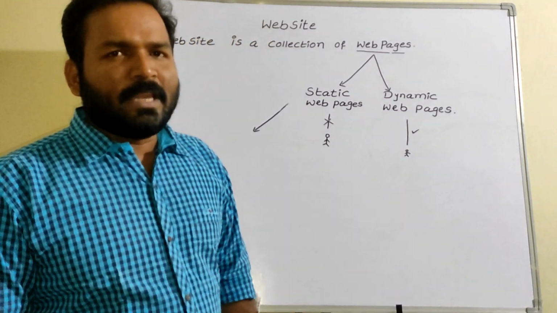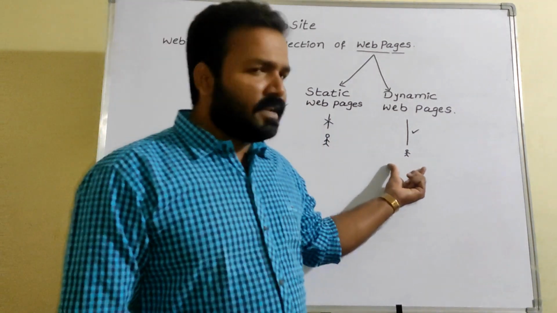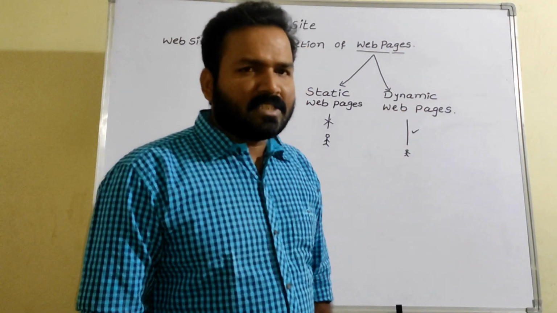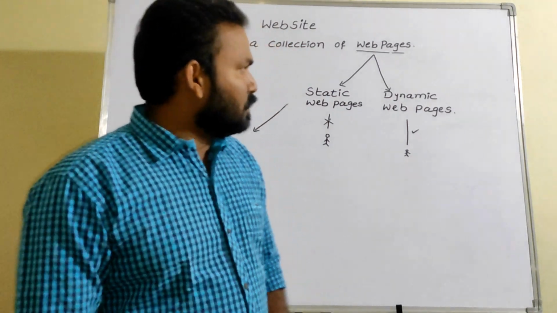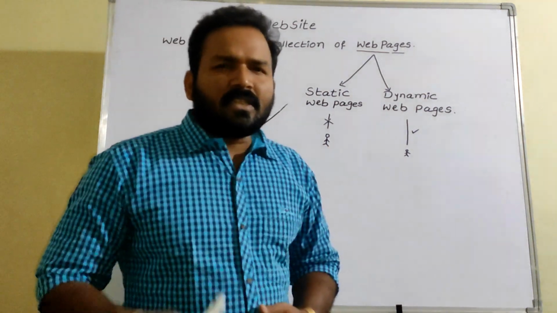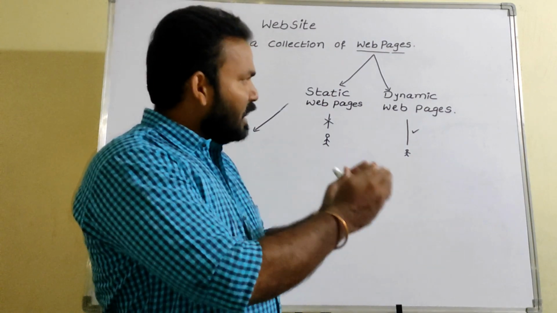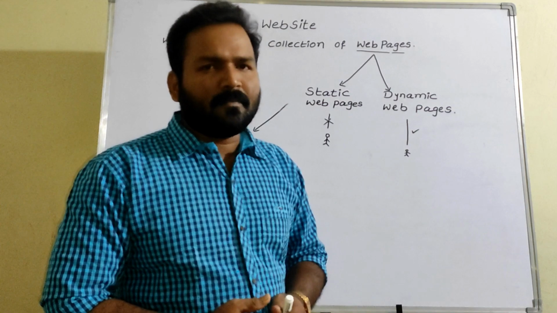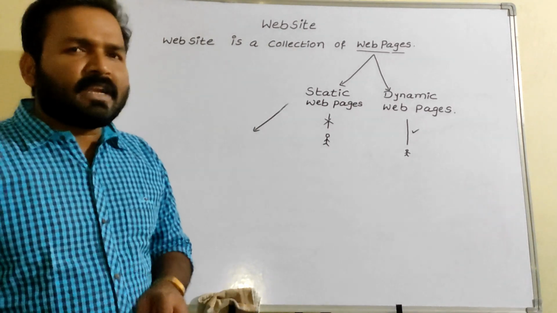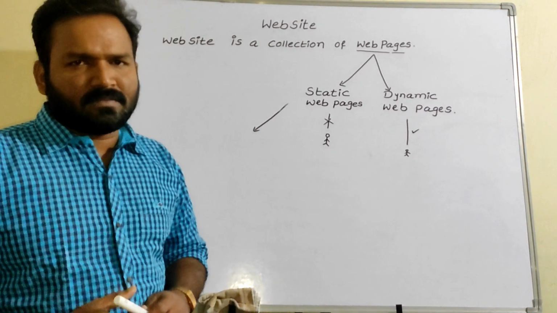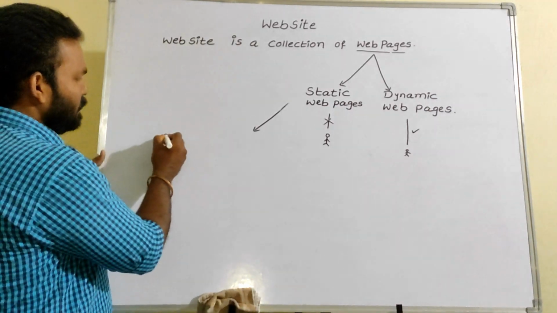Here, an example of a static web page is the Wikipedia website. An example of a dynamic web page is a newspaper website. Okay, so clear? In the next session we will discuss the difference between static web pages and dynamic web pages in detail. Next point, static web pages will be controlled by web browsers.